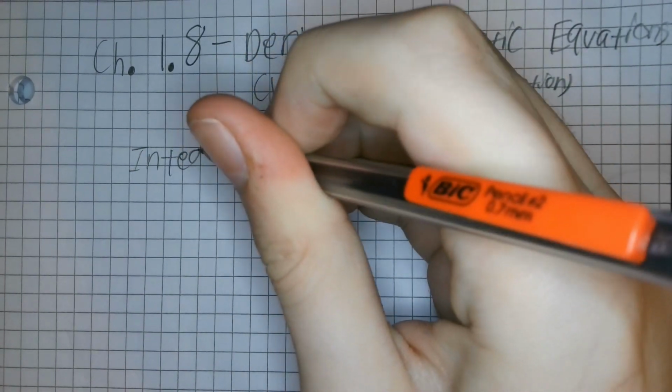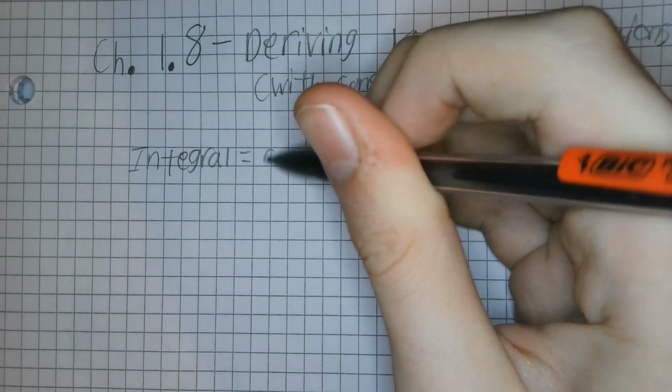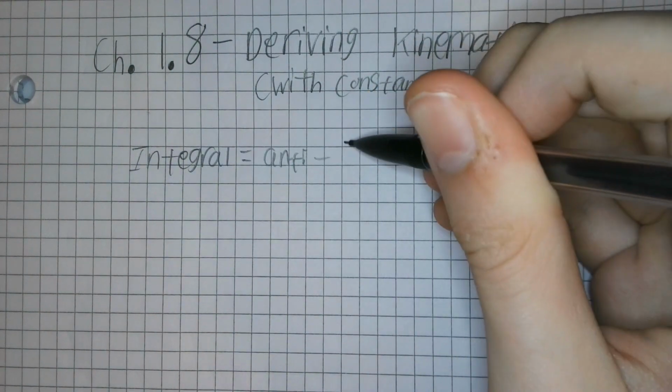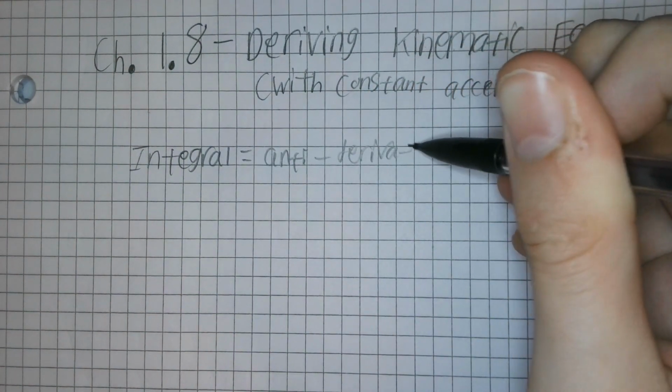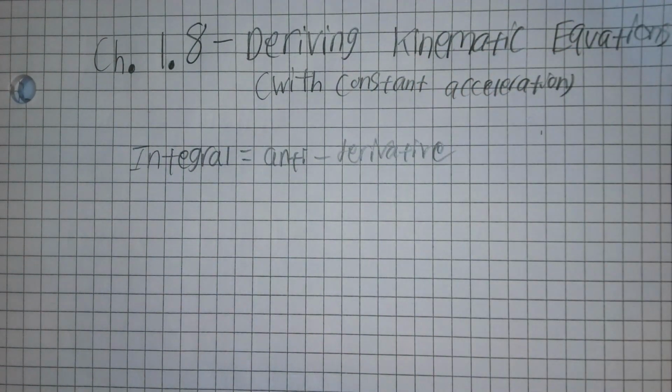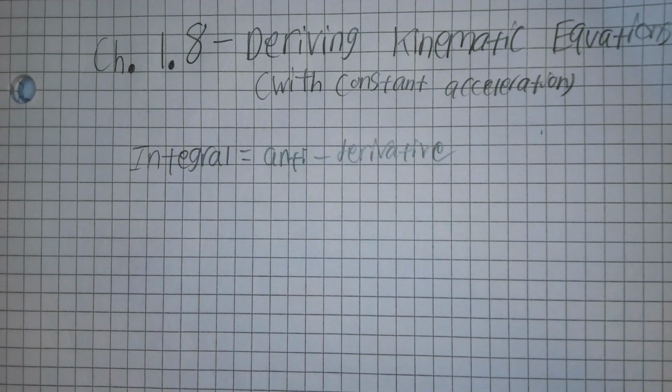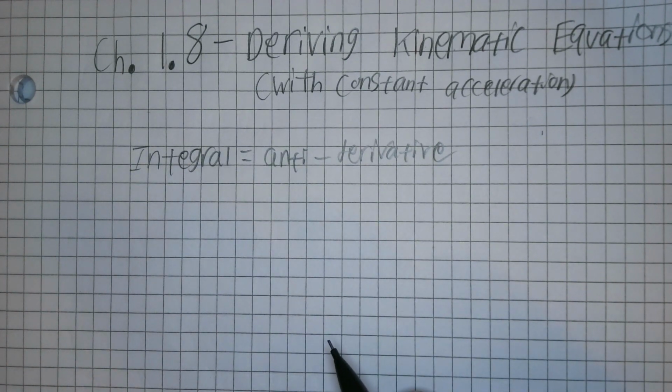Now the integral will occasionally be called the anti-derivative. This means that we're doing the exact opposite process as taking the derivative. Okay? So, deriving kinematic equations. Here we go.